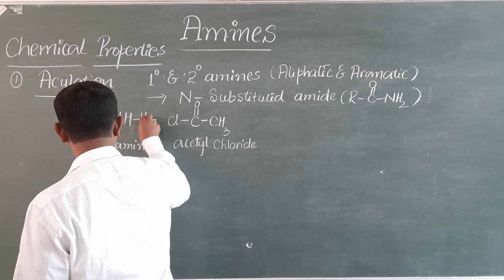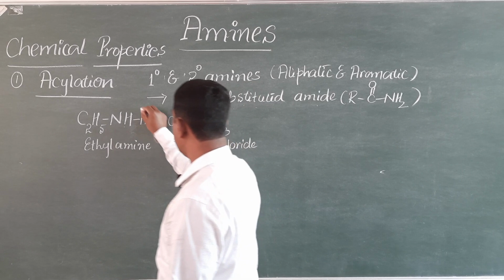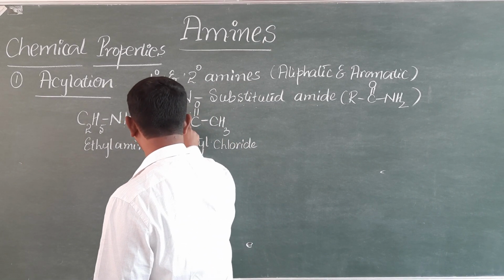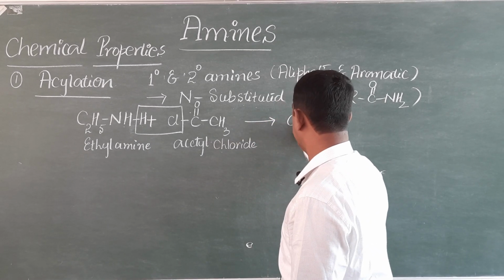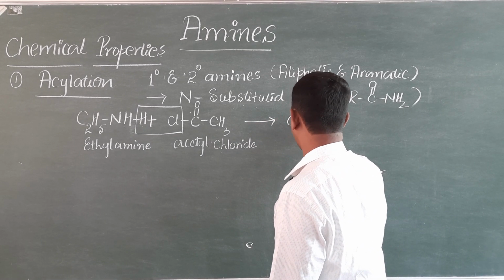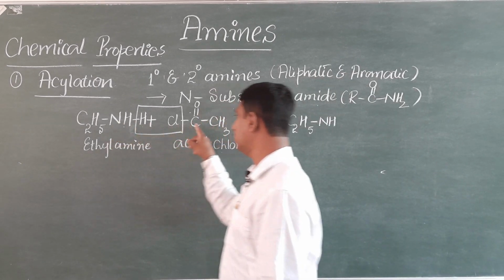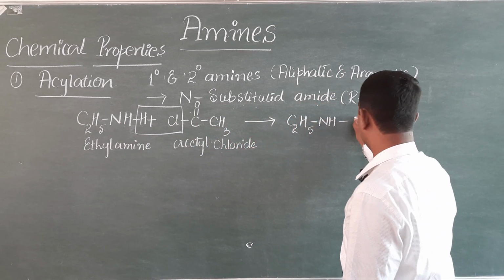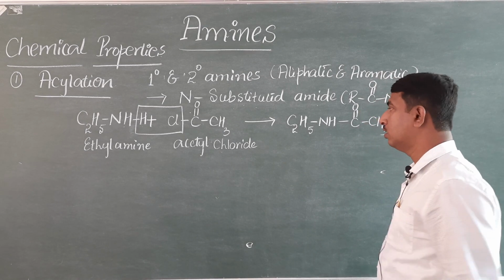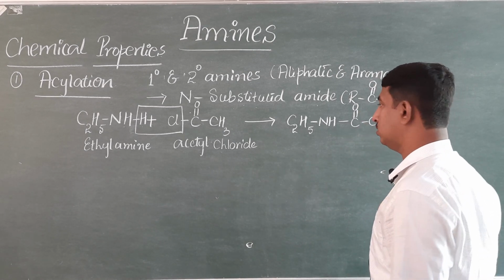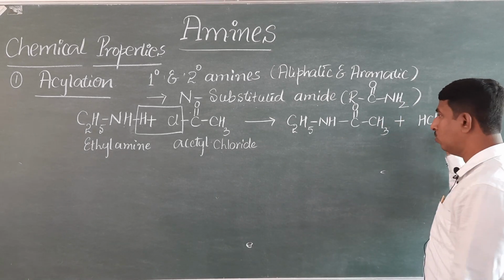See, NH2 can be written as NHH. So, during the reaction, HCl will be removed. The product formed will be C2H5NH, and on the right-hand side we have C double bond O CH3, plus HCl. HCl means hydrochloric acid.